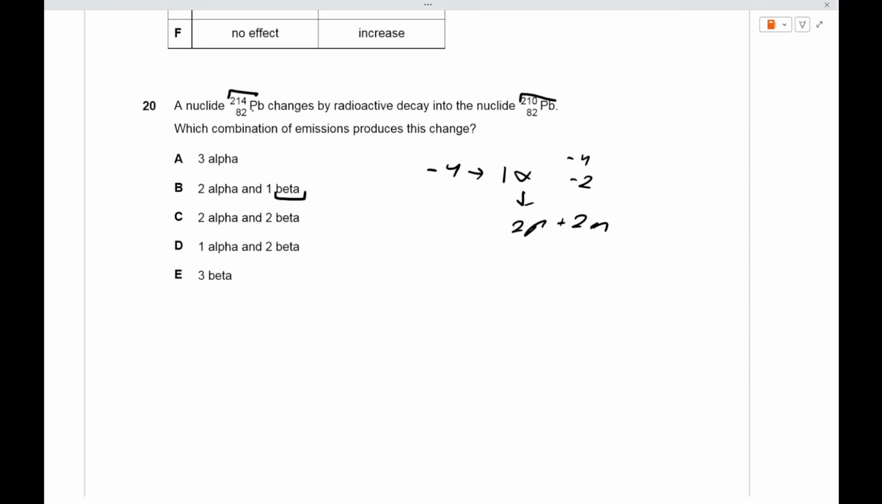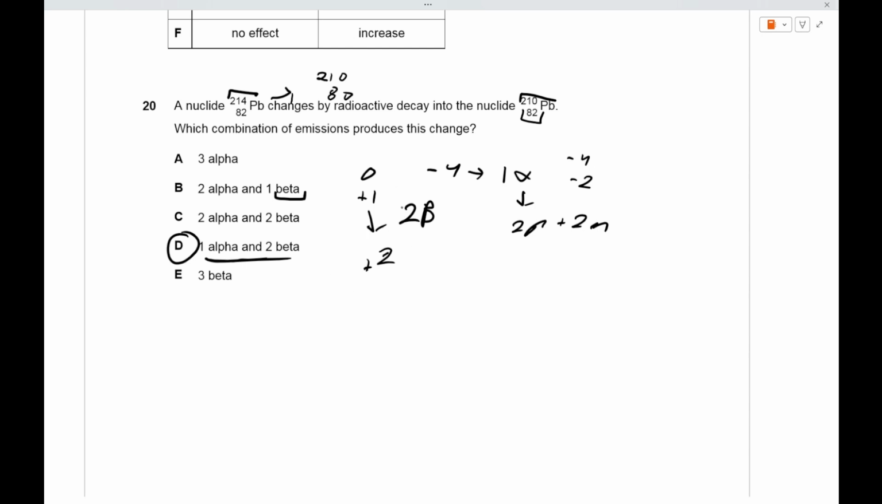So that means that if one alpha decay has happened, the new thing should be like this. But we can see that it's 82. What does that mean? We need +2. And every beta radiation is 0 and +1. So if we need +2 now, we know there's going to be 2 beta radiations, 2 beta emissions. So 1 alpha and 2 beta. So it's this one.